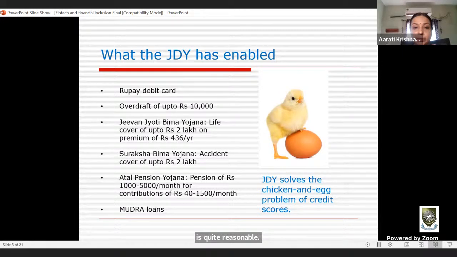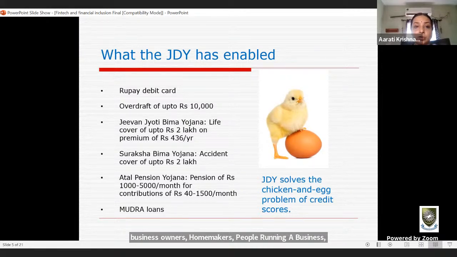Similarly, it has also made available an accident insurance cover of up to 2 lakh for anybody holding the account. It has opened up these people to the Atal Pension Yojana, where you can get a pension of 1,000 to 5,000 per month after retirement based on your own contributions as well as the government's contributions. Then there are Mudra loans. Mudra loans are loans given to small business owners, homemakers, people running a business out of their home, etc., by the banks. And once you have a Jan Dhan account, access to this loan also becomes easier.